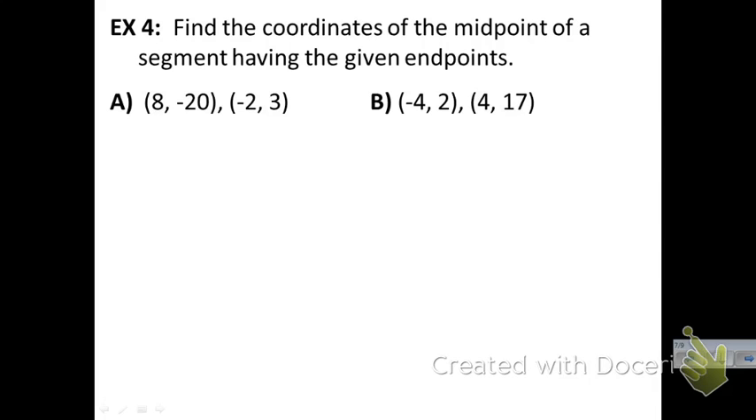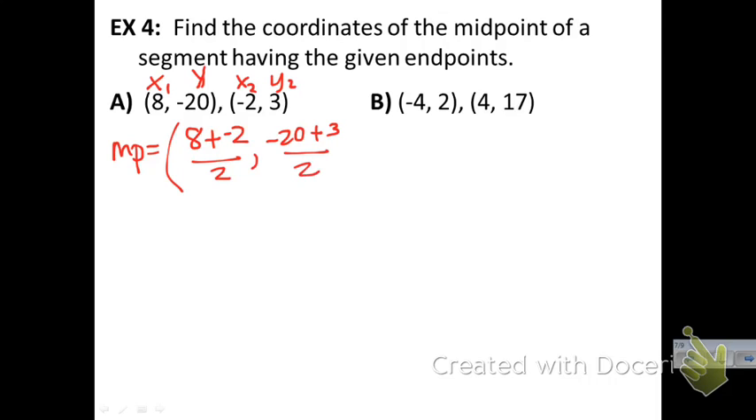Example 4 asks us to find the midpoint of the segment. So we could graph these, over 8 down 20, and over 2 up 3, and draw this, and then find this midpoint here. But it's, I think, a lot faster just to use our formula. So with our formula, our midpoint is equal to x1 plus x2. So x1 is our 8, x2 is our -2, and divide by 2. And we do the same thing with our y1, which is -20, plus y2, and divide by 2.